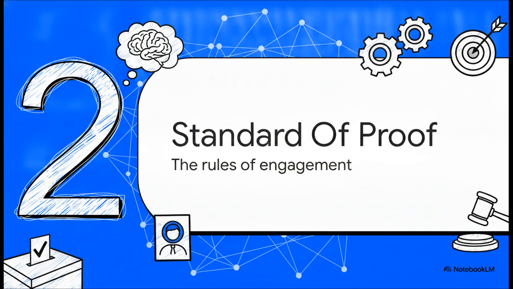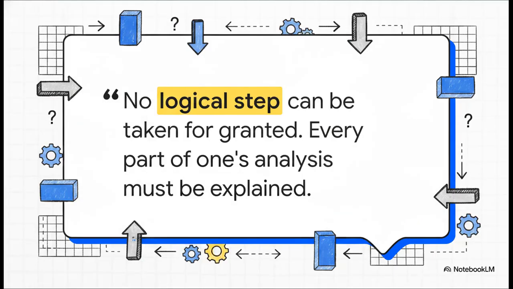Section 2. The standard of proof. So if we're speaking to this ordinary intelligent voter, what are the actual rules of engagement? Well, this quote right here, straight from the Cambridge Union Guide, is the ultimate standard of proof. It says, "No logical step can be taken for granted. Every part of one's analysis must be explained." When you're speaking to an intelligent but non-specialist audience, skipping a step is a fatal flaw in persuasion.